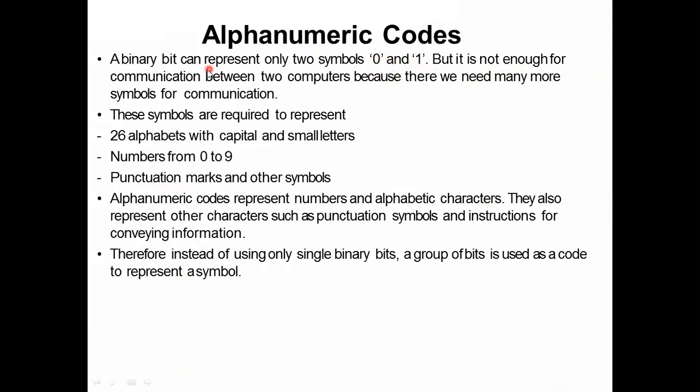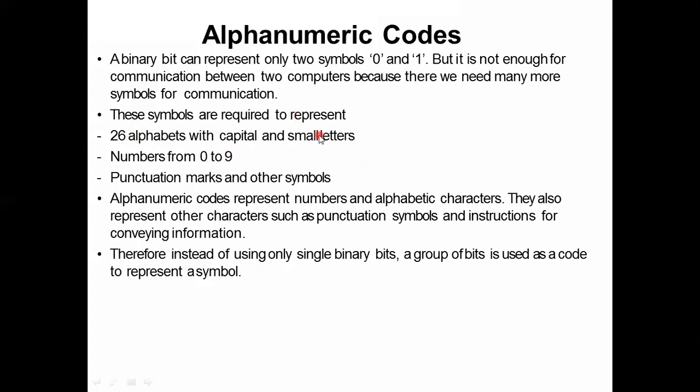But it is not enough for communication between two computers, because there we need many more symbols. Suppose communication is going on between the transmitter and receiver, then only the symbols 0 and 1 may not be sufficient. There are so many symbols and so many words. How will those words be transferred from transmitter to receiver? These symbols are required to represent 26 alphabets with capital and small letters.